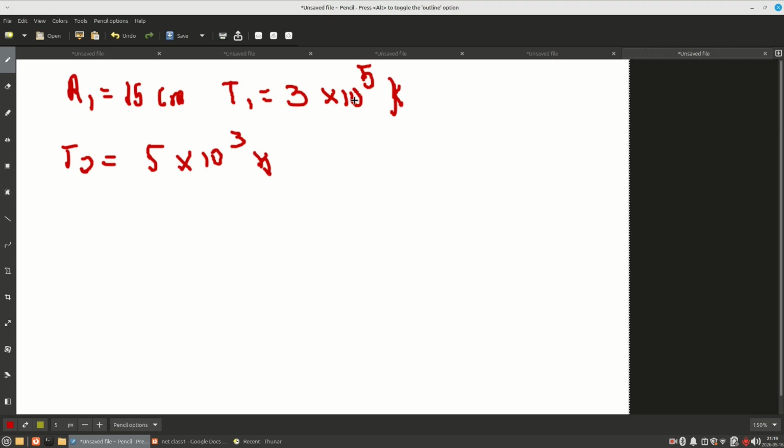Just look at the powers. That is the thing we have to notice here. And we have to find R2. After the process, what is R2? We are going to find R2. There are 4 options given in the question. Let me deep dive into it.